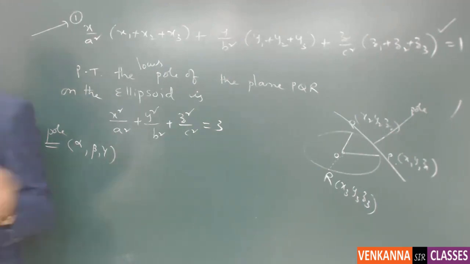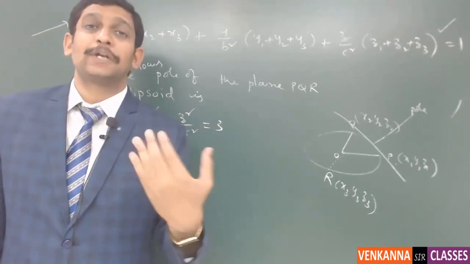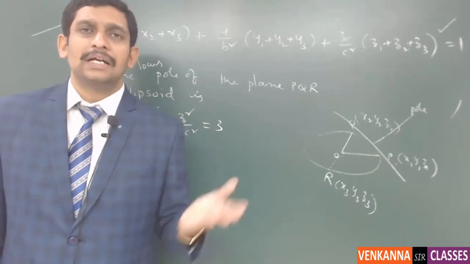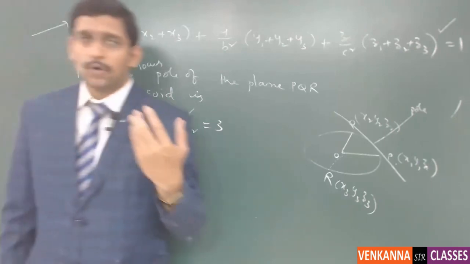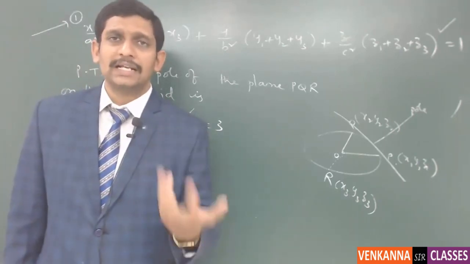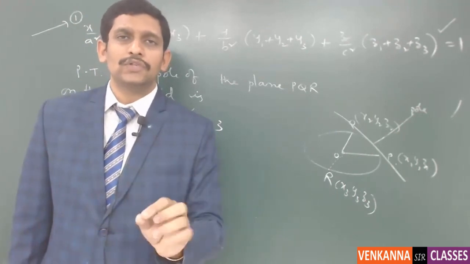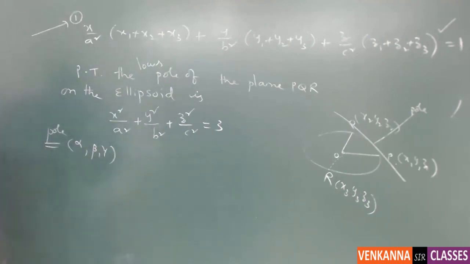Now, whenever a pole is given, we will calculate the respective plane for it. We have a specific formula, nothing but the tangent plane formula we use. You can call it a polar plane, plane of contact, tangent plane, whatever the word may be, we use the formula of the tangent plane. So what is the tangent plane equation here?